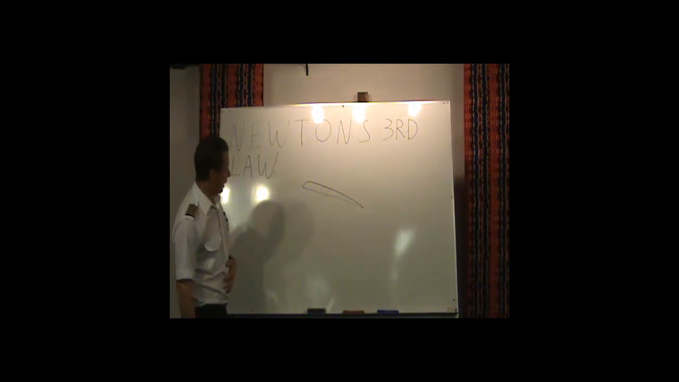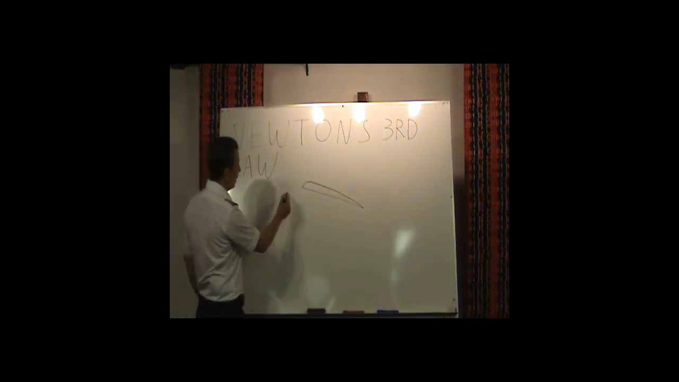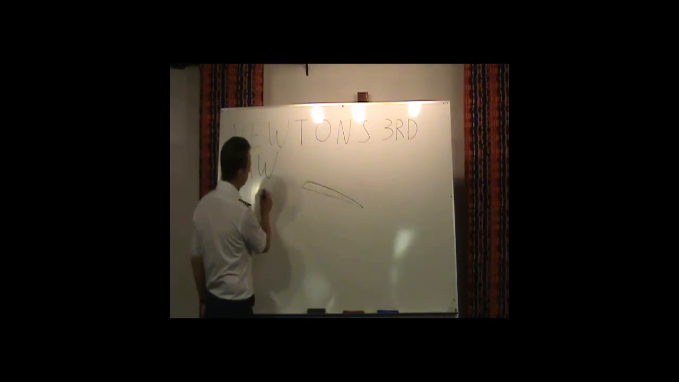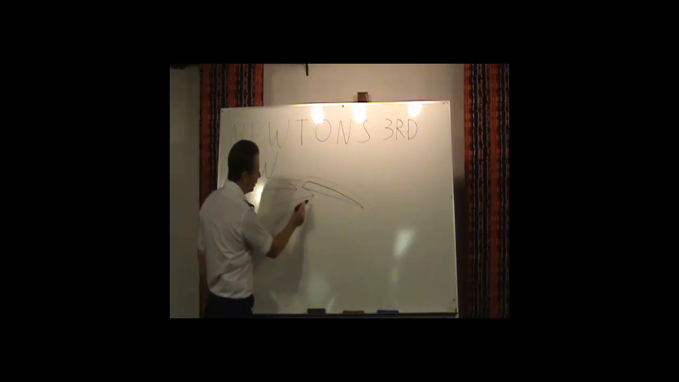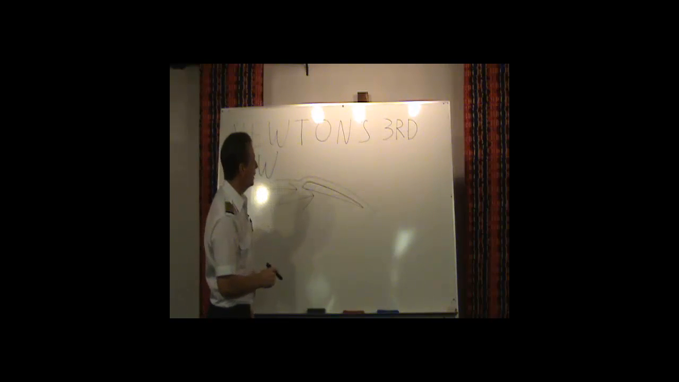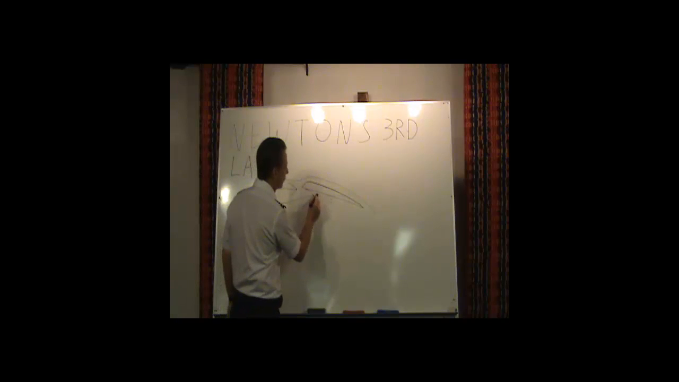We have a wing right here, as you can see, and we've got the relative wind coming along, hitting the wing. Some of the air shoots over. Now what happens is this wind hits the bottom surface of the wing and is deflected downward.